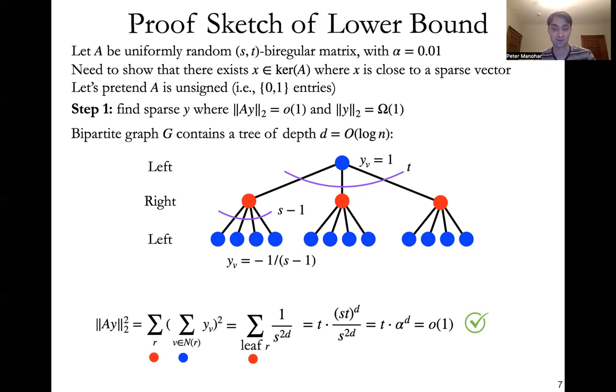So the only thing now to show is that the L2 norm of Y is at least a constant, but this is obvious because this Y sub V on the root is 1. So in particular, the L2 norm of Y has to be at least 1. So that's step 1 of the proof.